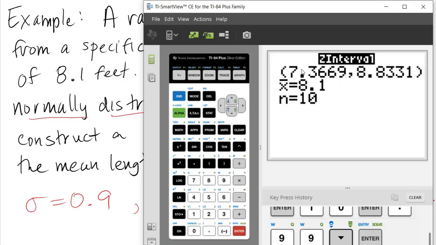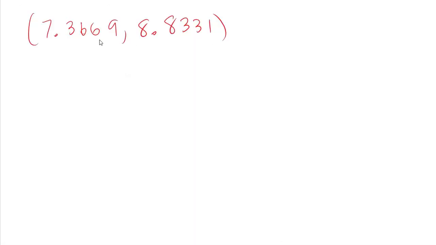We get this interval that ranges from 7.3669 to 8.8331. I don't want you rounding these bounds because these have already been rounded. If you round too liberally, then you're changing the confidence level because you might make the interval tighter or wider than it's supposed to be. So please write out all of the places that the calculator gives you.